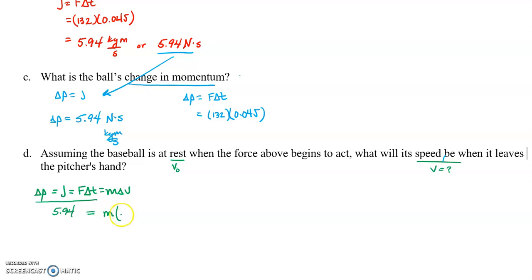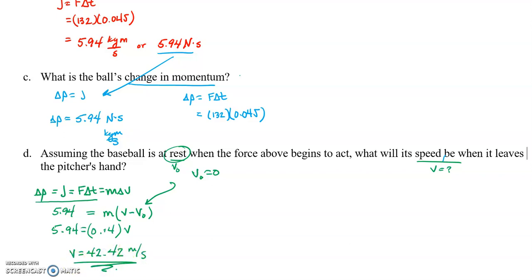And whenever you do change in velocity, it's always your final velocity minus your initial velocity, which we know is at rest, so our initial velocity is 0. So we can put that in there. So really what we've got for our math is 5.94 is equal to the mass of the ball, which is 0.14 kilograms, times this final velocity, because again, the initial velocity is 0, so it just kind of nukes out. So we can crunch the numbers, and we get a final velocity of 42.42 meters per second. All right.